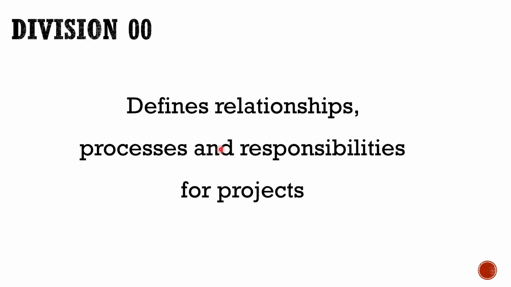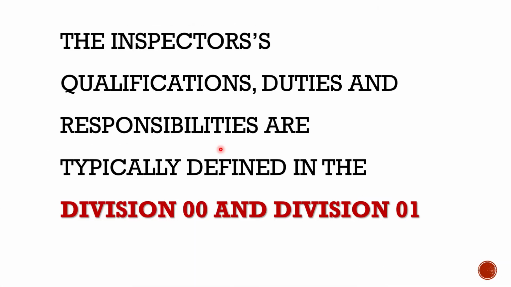Okay, so Division 00 defines responsibility, relationships, processes, and responsibilities for projects. The inspector's qualifications, duties, and responsibilities are typically defined in Division 00 and Division 1, as I was mentioning before.